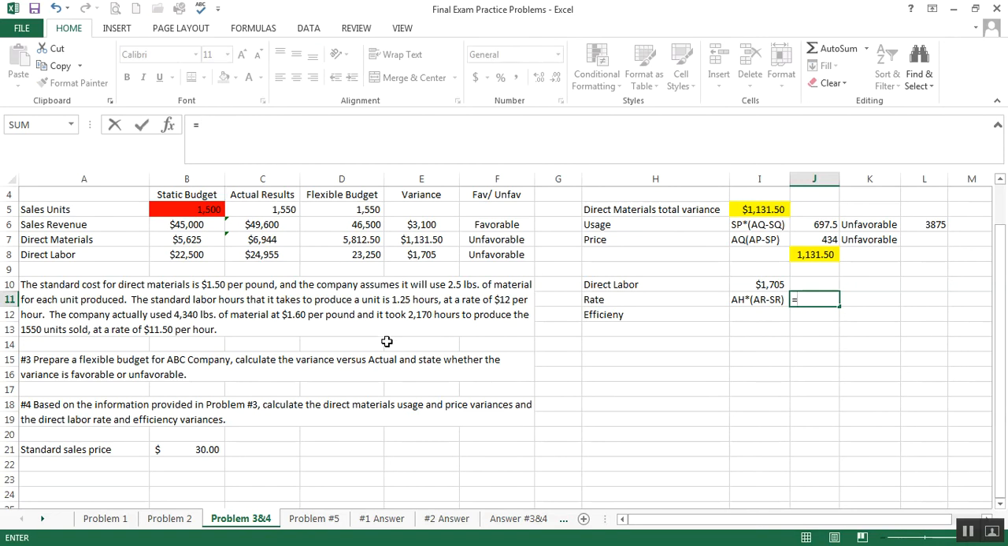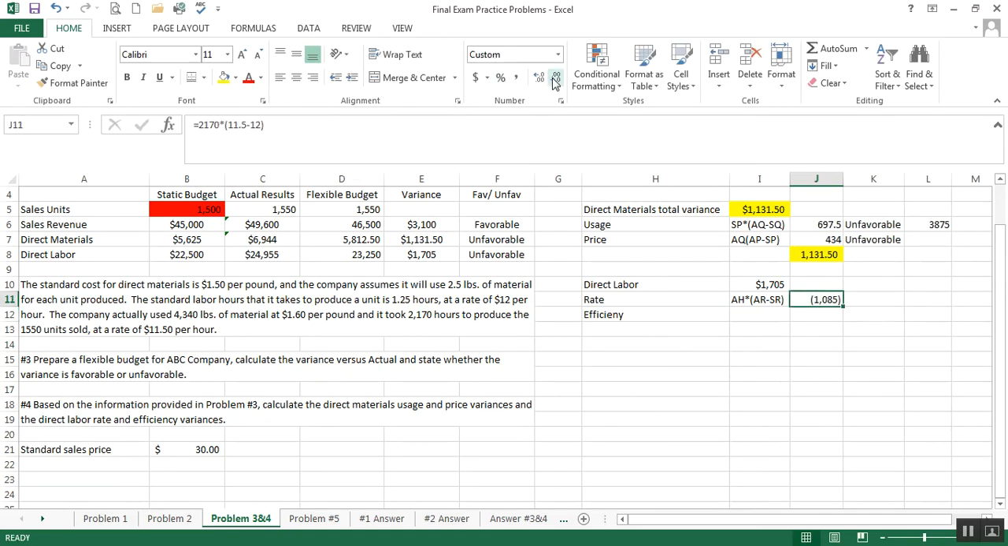So we know that our actual hours are 2,170. We're going to multiply that by our actual rate of $11.50 per hour. That's how much we actually paid our workers. And what we thought we would pay them of $12 per hour. So minus $12. Okay. So we actually ended up paying our workers less than what we thought we would. So this is actually a favorable variance.